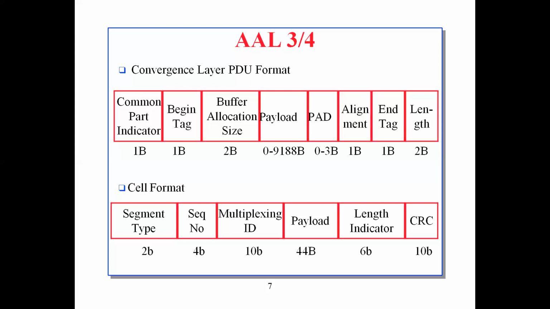Already we have seen segment type is of 2 bits. It is used to identify the position of the segment in the message. That is, whether it is in the beginning, middle, or the end. SN, this field defines the sequence number in order of the bits. The next is multiplexing ID.